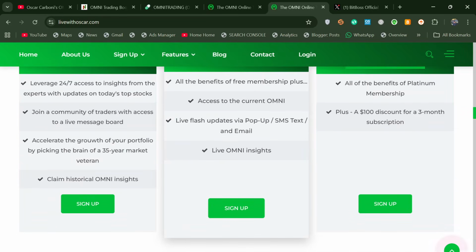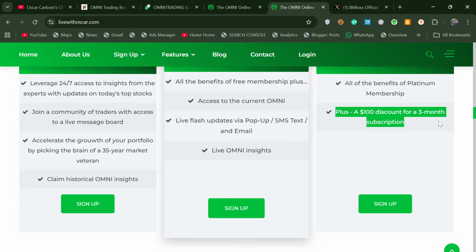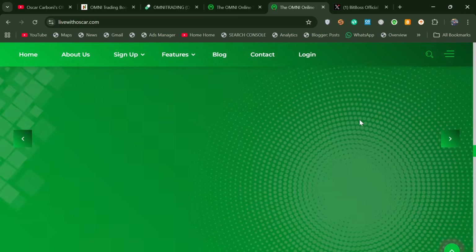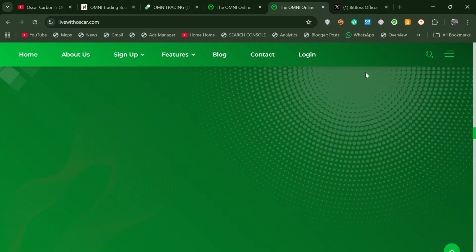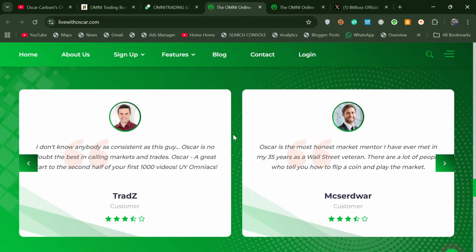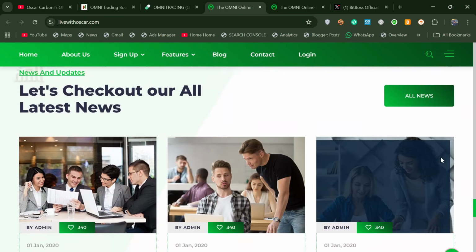Below you can see a $100 discount for a 3-month subscription. And below that you can see trader reviews. You can check these reviews easily by reloading; I just wait for it. Below you can check their reviews here. Everyone has around a 5 to 4.5 rating on this site.